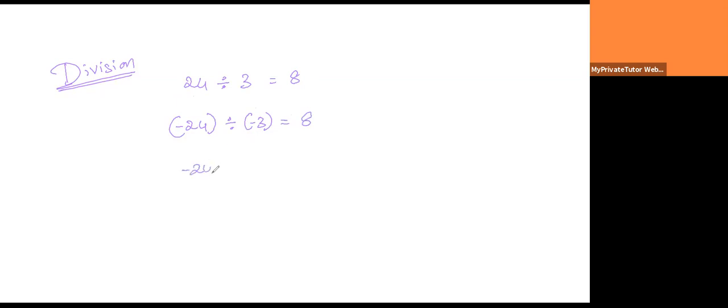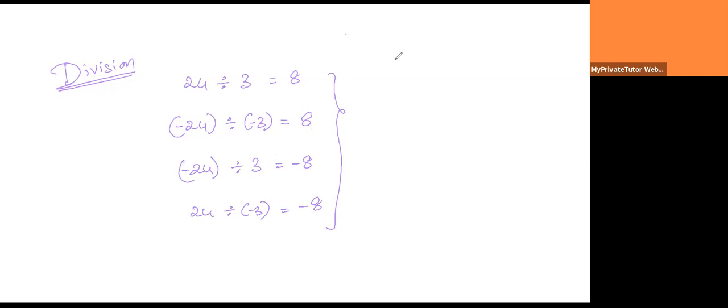So one negative, one positive. 3 8s are 24, and since we have only one negative number, we are going to put a negative sign. Similarly, 24 over minus 3 is nothing but minus 8. So I hope all of this is clear to you.